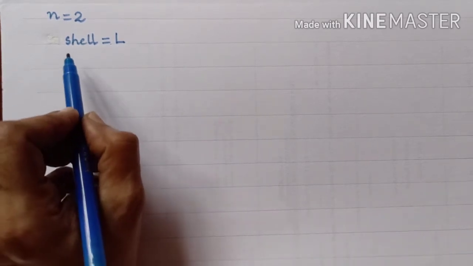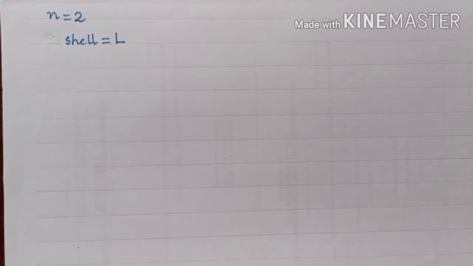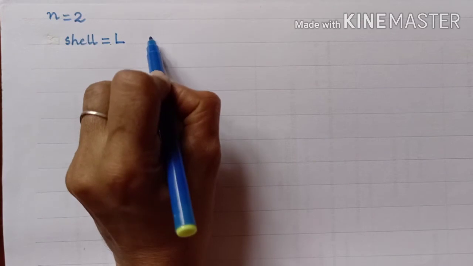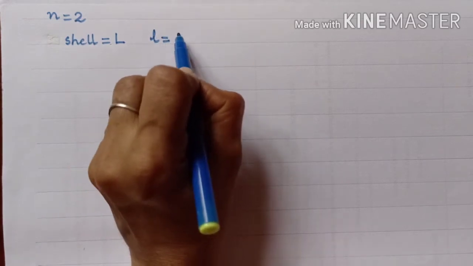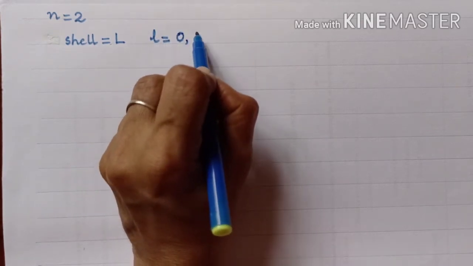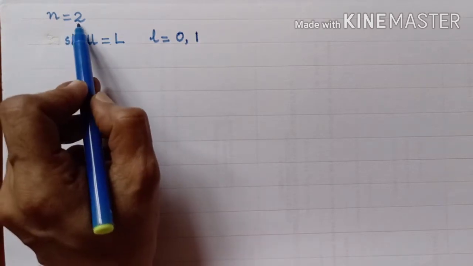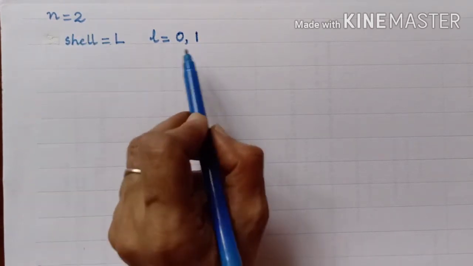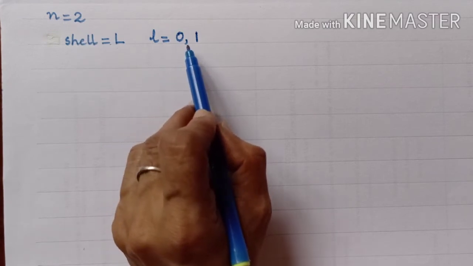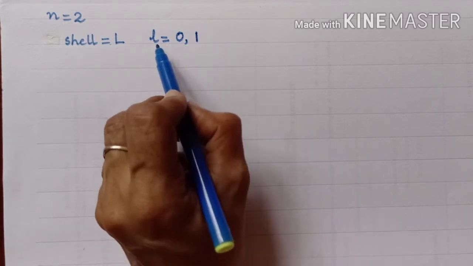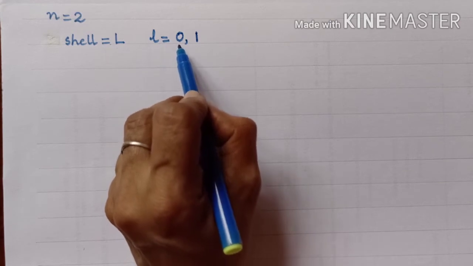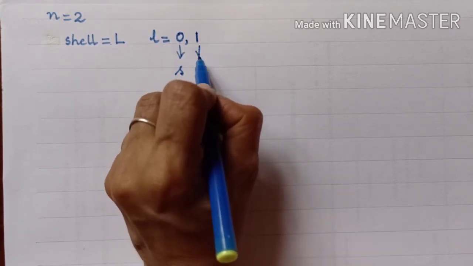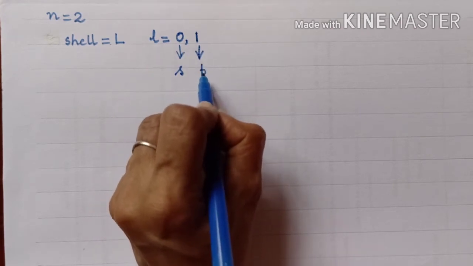We shall see what are the values for L. When n value is 2, L can have values starting from 0 to 1. That is 1 less than the maximum n value. So L can have 0 and 1. And if L is 0, it denotes it is an s orbital. L is 1 means it denotes a p orbital.